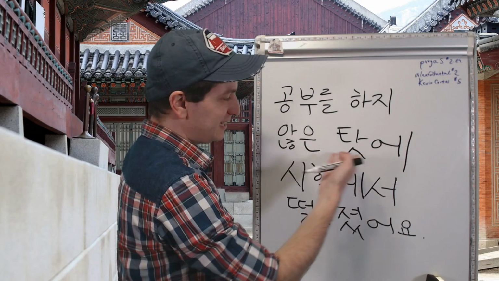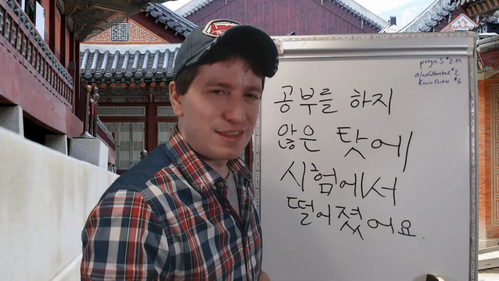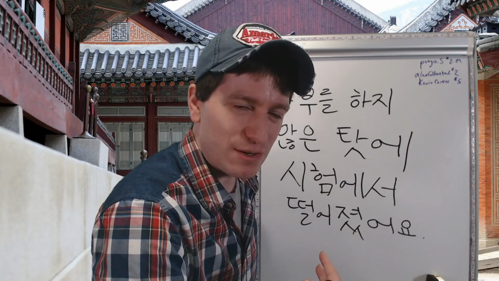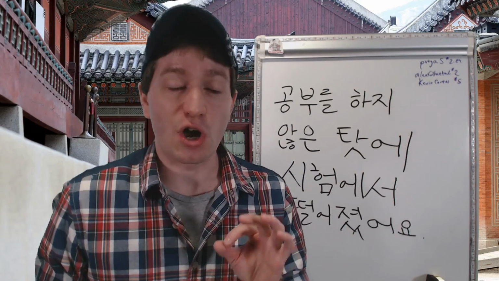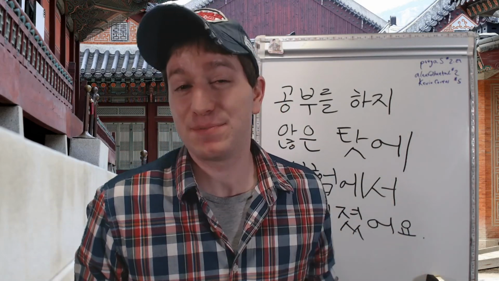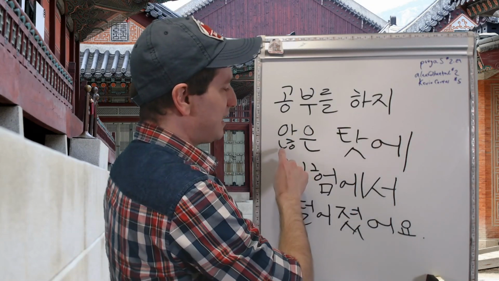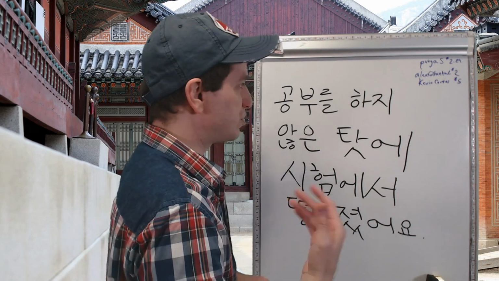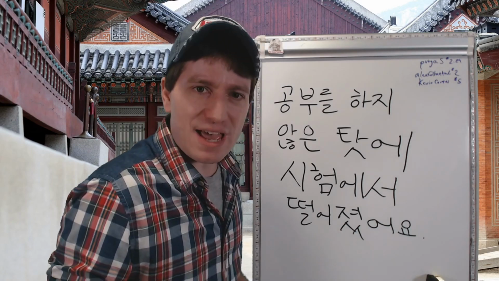공부를 하지 않은 탓에 시험에서 떨어졌어요. I failed the test because, the fault was, what caused that was because I didn't study. I should say that this form is not used all the time. You do not need to use this form to make these types of sentences. You could have just said 공부를 하지 않았으니까 or 공부를 안 했으니까. You can just use the regular 니까 form because that means because.